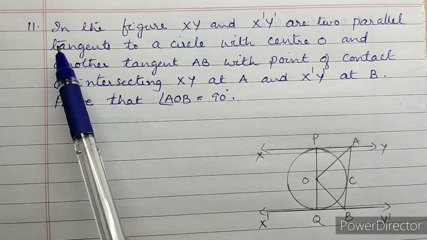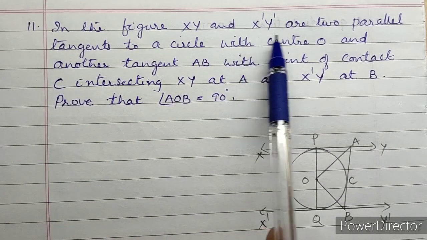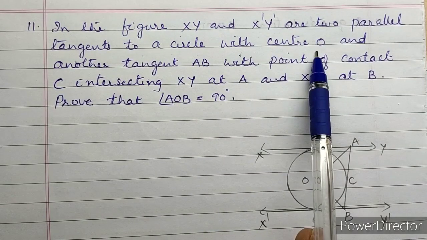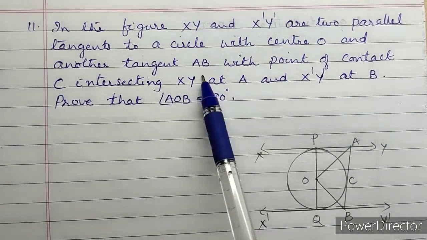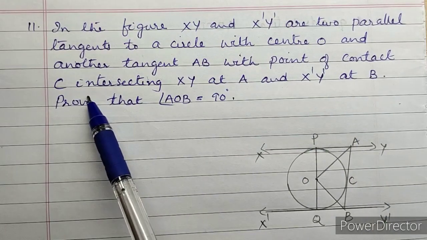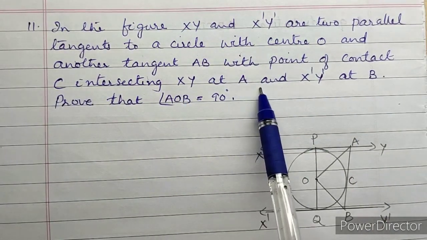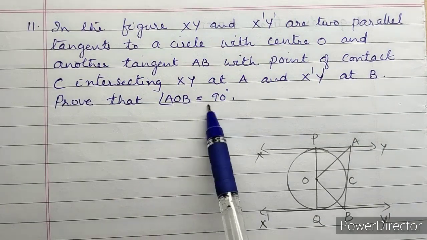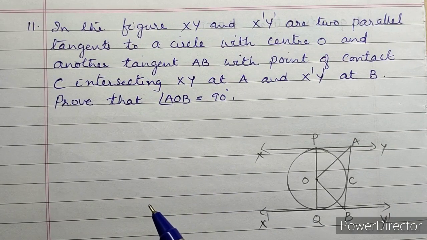Next sum is, in the figure XY and X dash Y dash are two parallel tangents to a circle with center O, and another tangent AB with point of contact C intersecting XY at A and X dash Y dash at B. Prove that angle AOB is equal to 90 degree.